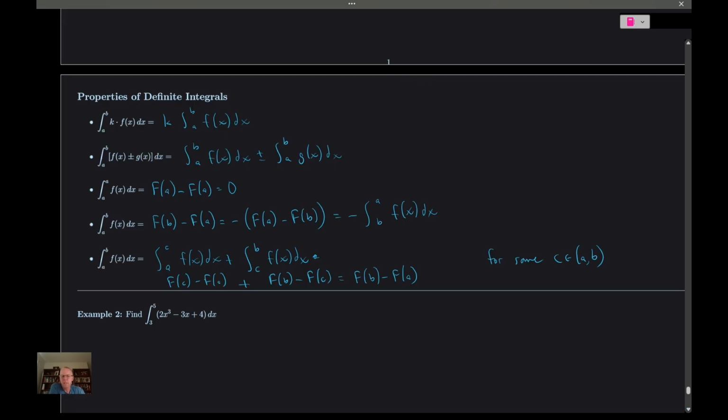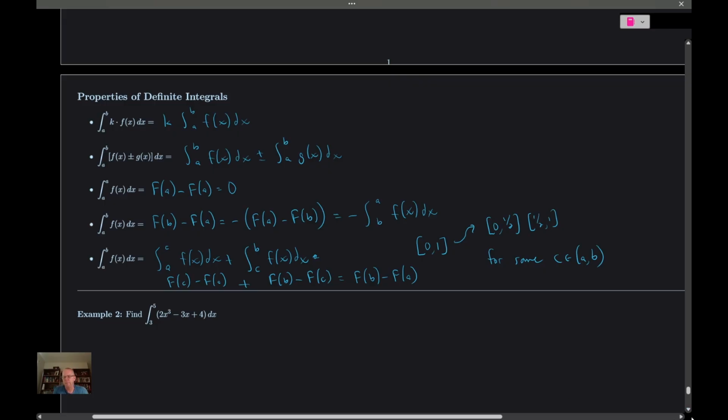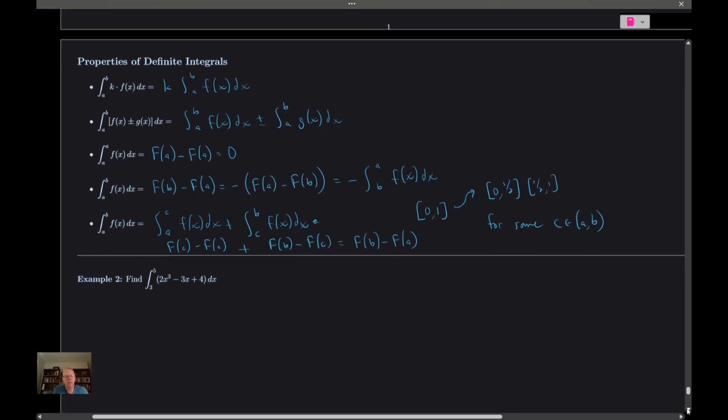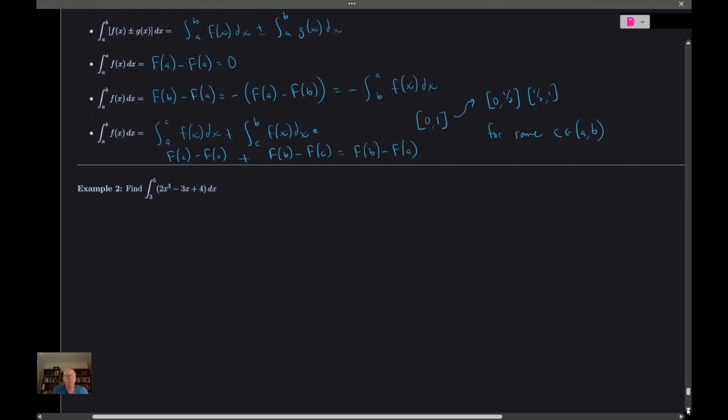So basically, you can divide this interval up however you want. So if you were integrating from 0 to 1, you could divide it up as 0 to 1/2, and then 1/2 to 1, or 0 to 1/3, 1/3 to 1. It doesn't matter. And you can divide it up as many times as you want. You could say A to C, C to D, D to B, or however many times you want to do it. But that can sometimes be helpful to do.